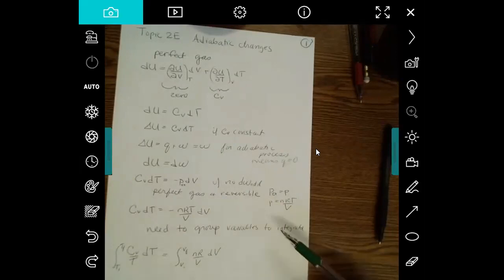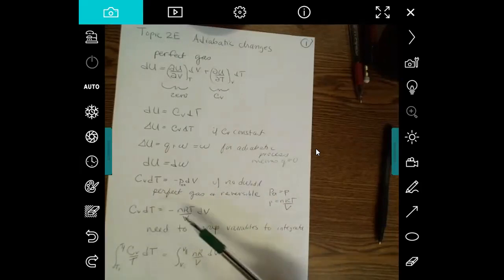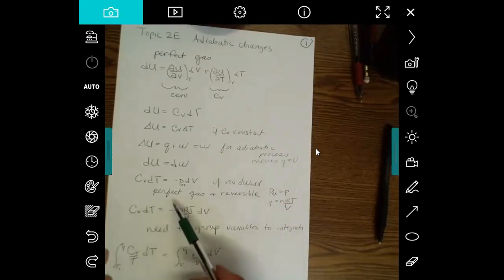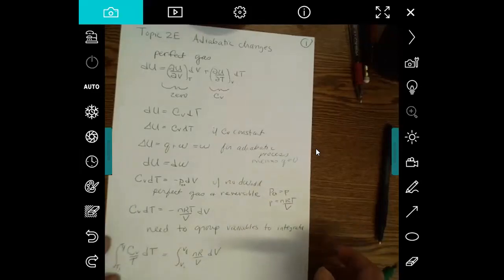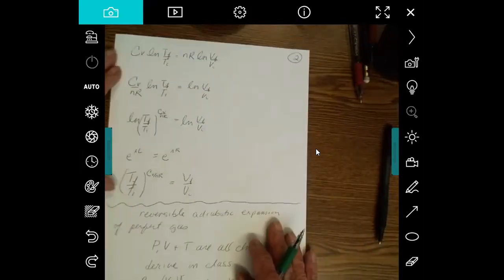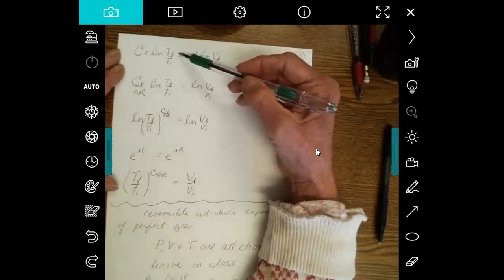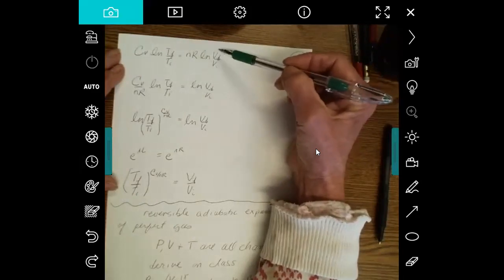So now I need to group the variables, because if you look at this, I can't integrate over V if T is also changing. But over on this side, it's measuring how temperature changes. So I'll take the T over here, keep the V over here, and then I'm going to integrate. So I'm going to divide both sides by T. So on the left-hand side, I'm integrating Cv over T dT, and on the right-hand side, nR over V dV, and that 1 over x integral is just ln. So you end up with Cv times the ln of the ratio of final temperature over initial, and on this side you get nR times the ln of the volume ratio.